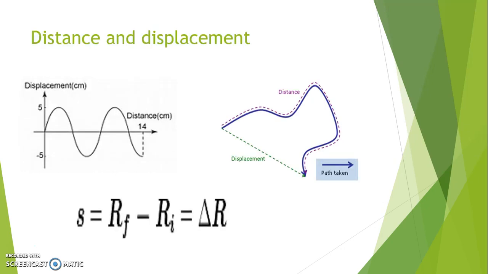An example for distance and displacement is a 4 by 100 meter freestyle in swimming relay. So the distance would be 400 meters and the displacement would be 0 meters as they would finish where they started. Also looking at the distance and displacement graph, we can see that it shows that the distance would be 14 and the displacement is from 5 to -5.